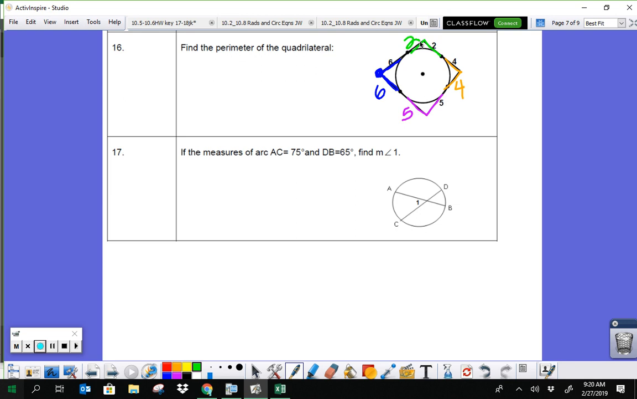So 6 plus 6 is 12, plus 5 plus 5 is 22, plus 4 is 30, plus 2 plus, wait, I already did that. I think it's 30. Let me redo that. So 6 plus 6 is 12, plus 5 is 22, plus 4 is 30, plus 2 is 34.